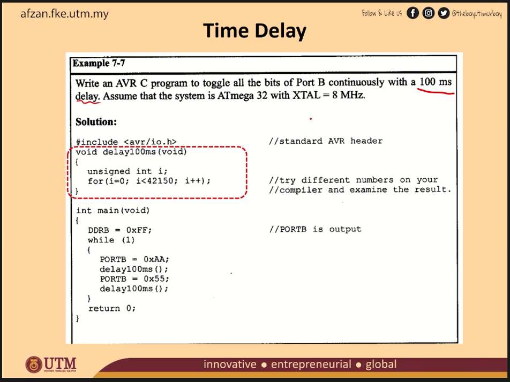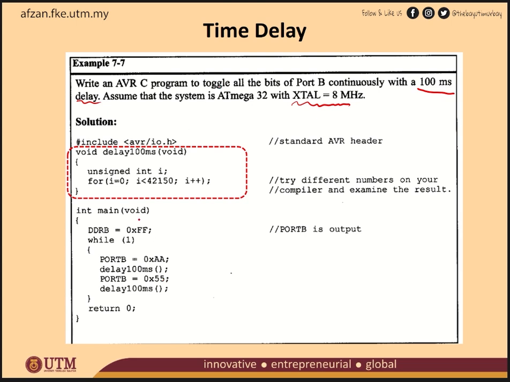So in the delay, the most important thing is we need to know the CPU speed, your XTAL speed. This XTAL speed will determine your delay. How are you going to calculate your delay? How are you going to use the function in order to calculate the delay here? In this solution, we just focus on this delay only, because the rest you already know how to do.